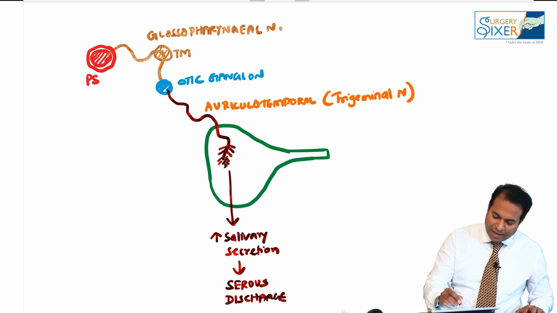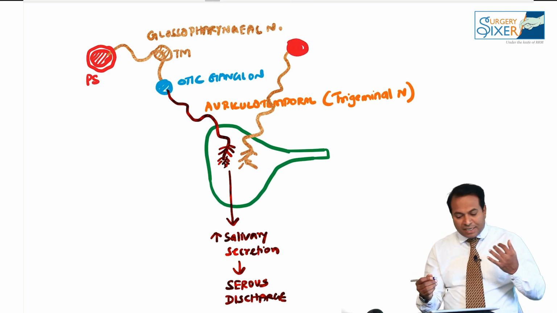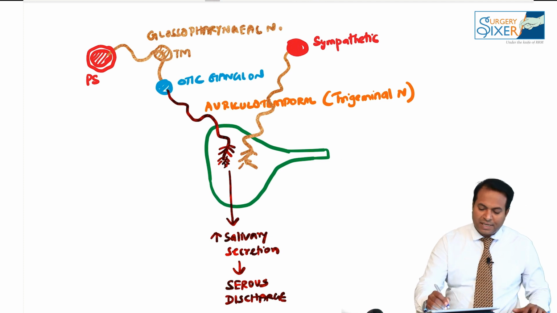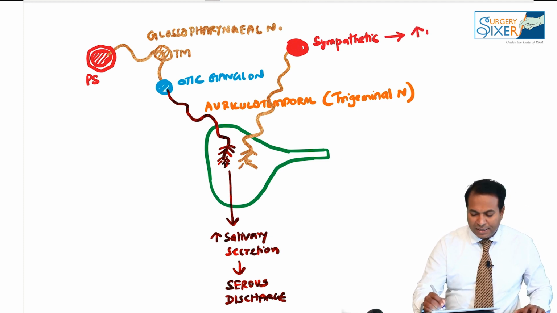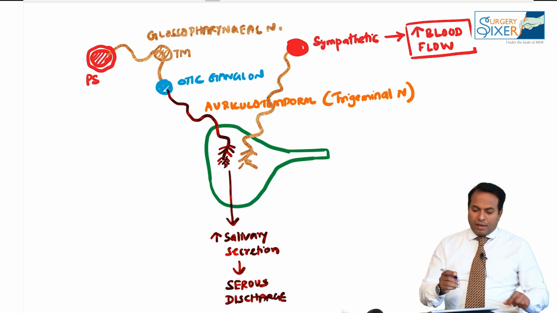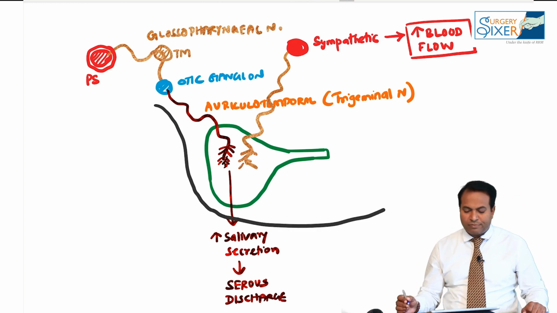And we have another supply, that is the sympathetic supply from another nucleus in the brain. So from another nucleus we have a sympathetic supply, and these are sympathetic nerves which supply the parotid gland. What is the function of sympathetic supply? Sympathetic supply increases blood flow to the gland. So when the saliva is produced, the blood flow to the gland is stimulated by sympathetic supply. And this is the skin over the face.